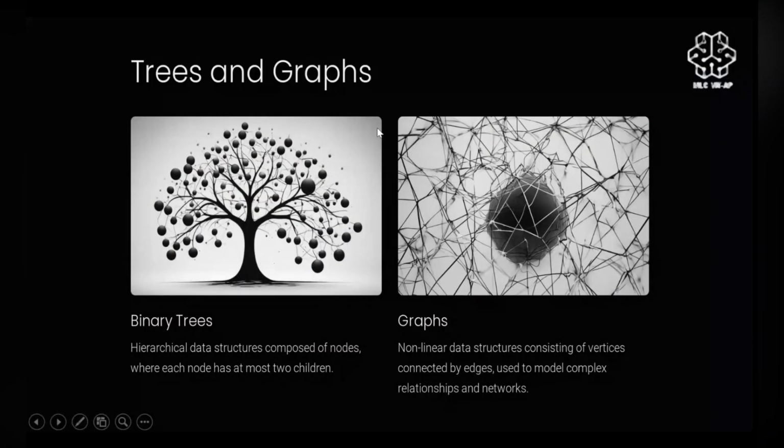So essentially, all trees are graphs, but all graphs are not trees. Trees are just a hierarchical form of a graph, which means that there will be a parent node and it will have a child node and so on. And a graph is nothing but a collection of vertices, which we call nodes, and they are all connected to each other with edges.